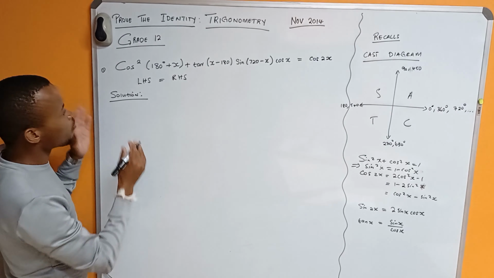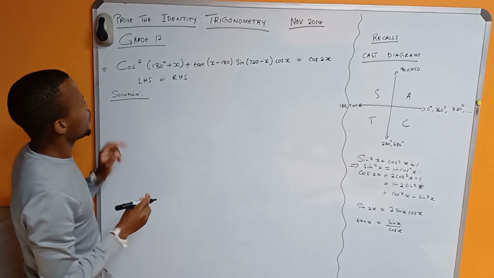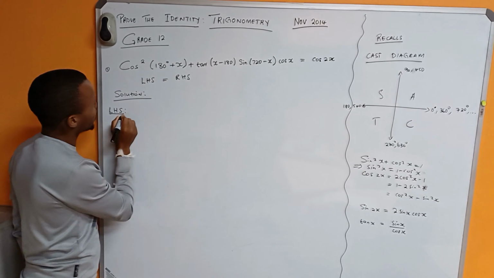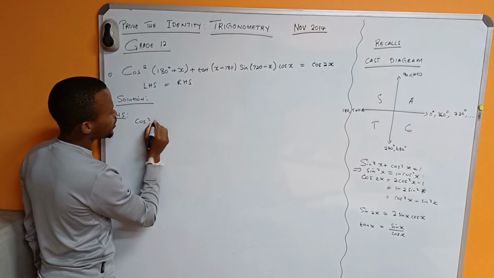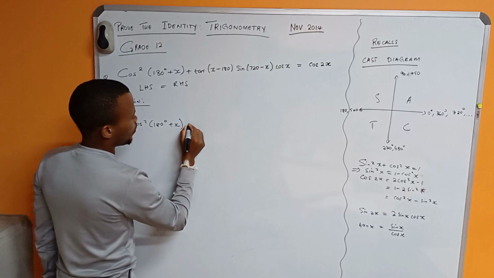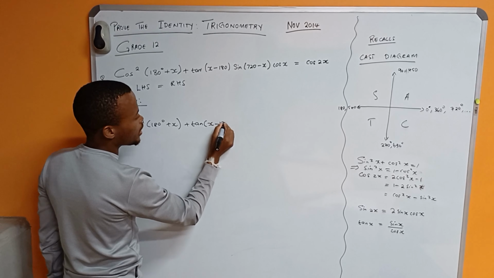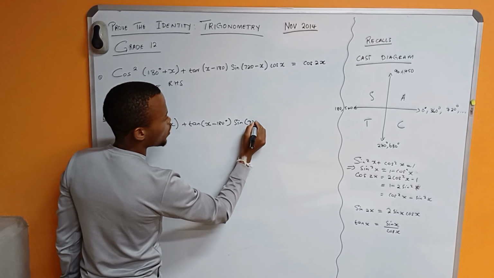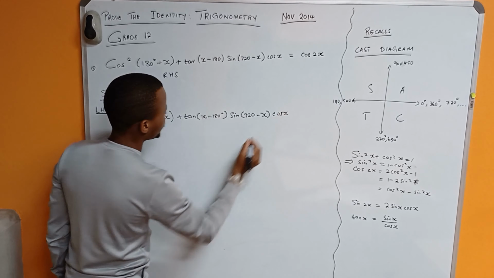Okay, I'm going to work with the complex side and leave the easiest side. So I will prove my left hand side. My left hand side is cos squared (180 degrees + x) + tan(x - 180 degrees) sin(720 - x) cos x.